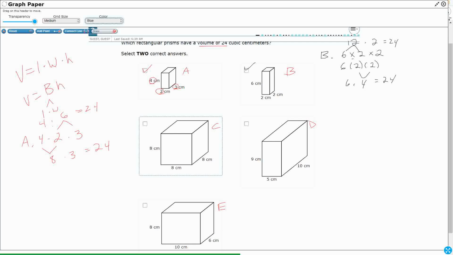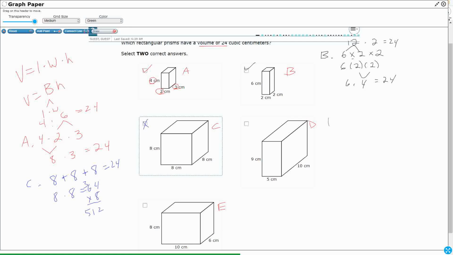C is going to be, oh, I could tell you that's going to be too big. 8 times 8 times 8. Now, if they wanted to do 8 plus 8 plus 8, that equals 24. But 8 times 8 equals 64. Multiply that by 8 again. That's 512. So that's a no.